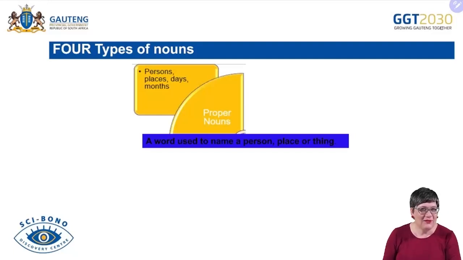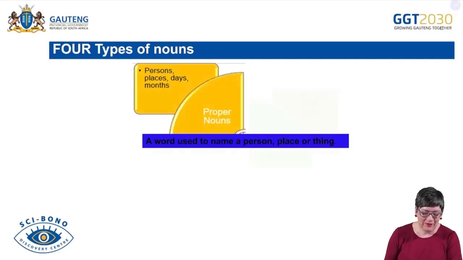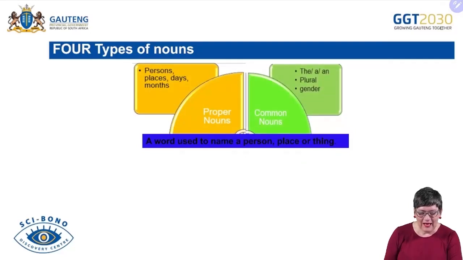So the easiest ones to remember is always the proper nouns. These are person, places, days, months, and usually written in a capital letter. So they're the most important ones. That's your personal one, proper noun. And then you've got your common nouns. These are things that are everywhere. You can touch it, you can see it. There's plural, we can give it gender. Usually we can put an a or an or a the in front of it. It's just one of the rules to remember.